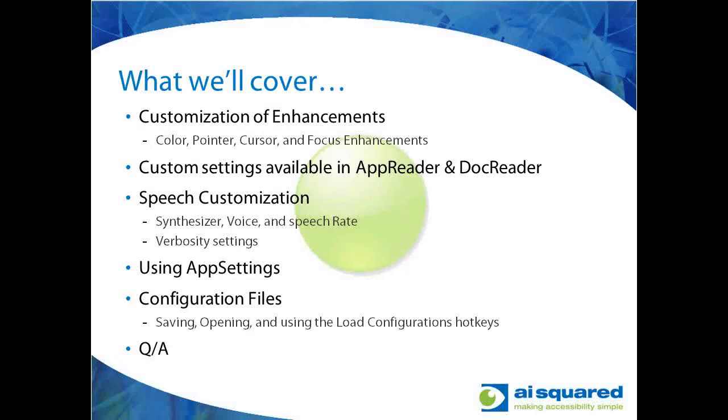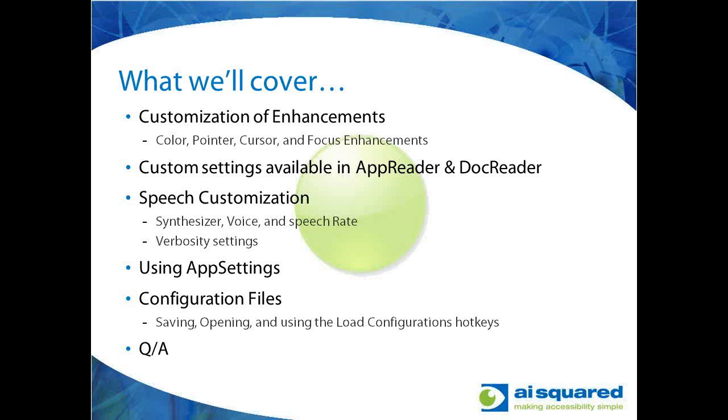So here's an outline of what we're going to cover. The first thing we'll do is go over how you can customize the enhancements. We'll start with the color enhancement, and I'll show you a few quick tips on how to get the best results with that. Pointer, cursor, and focus enhancements are really kind of what your preference is as far as how you want those enhancements to look. And then we'll show you what the custom settings are that are available in App Reader and Doc Reader. Basically, you can customize the look of how the highlight appears in both of those features.